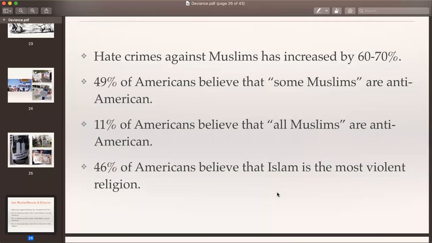Let's look at this. Hate crimes since 2016 have increased against Muslims by 60 to 70%. 49% of Americans believe that some Muslims are anti-American. 11% of Americans believe that all Muslims are anti-American. 46% of Americans believe that Islam is the most violent religion. Well, clearly they haven't studied Christianity and understood the history of Christianity.